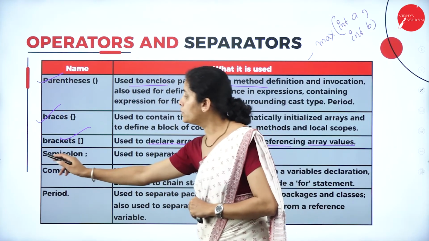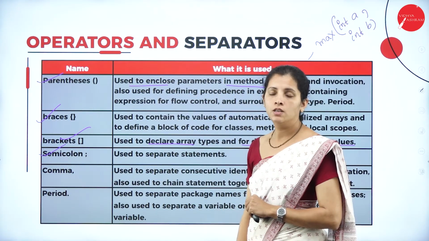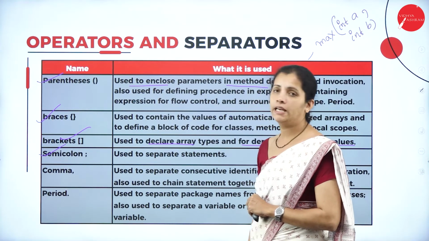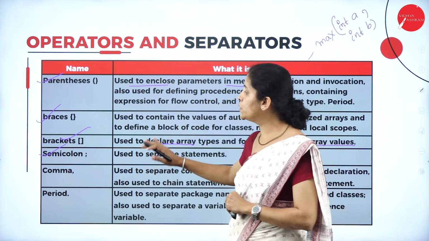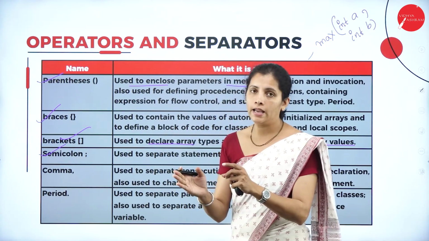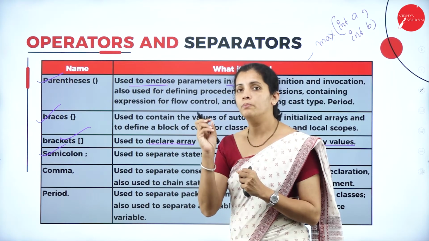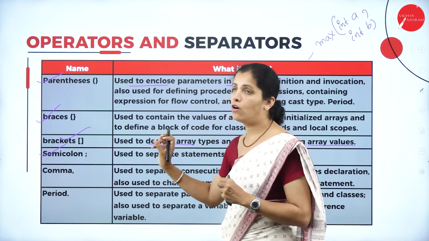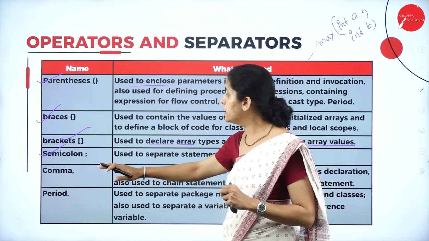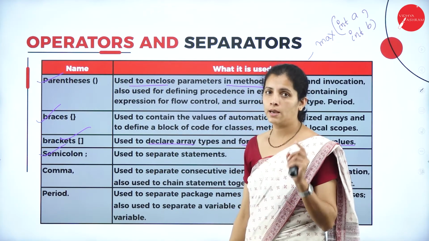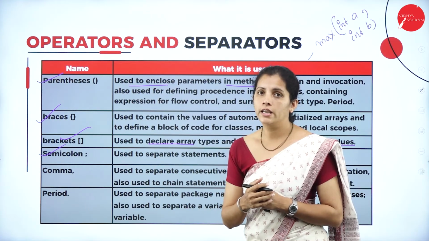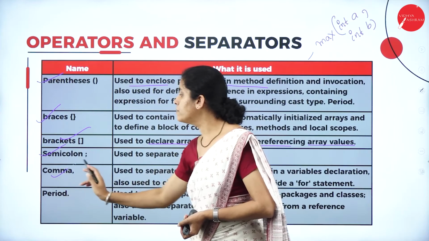Now I'm going to have the semicolon. What is the need of a semicolon? It is used to separate statements, and to indicate the end of a line I place the semicolon at the end of each line. I also use the semicolon in a for loop to separate the initialization, condition, and increment or decrement.